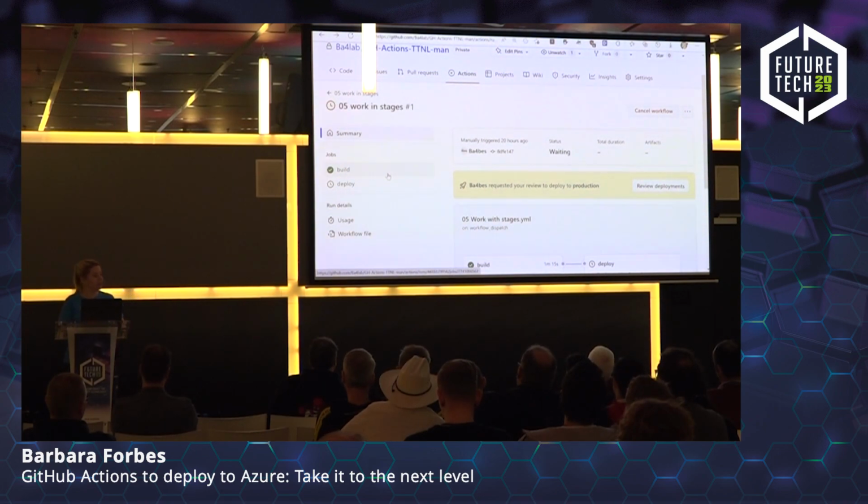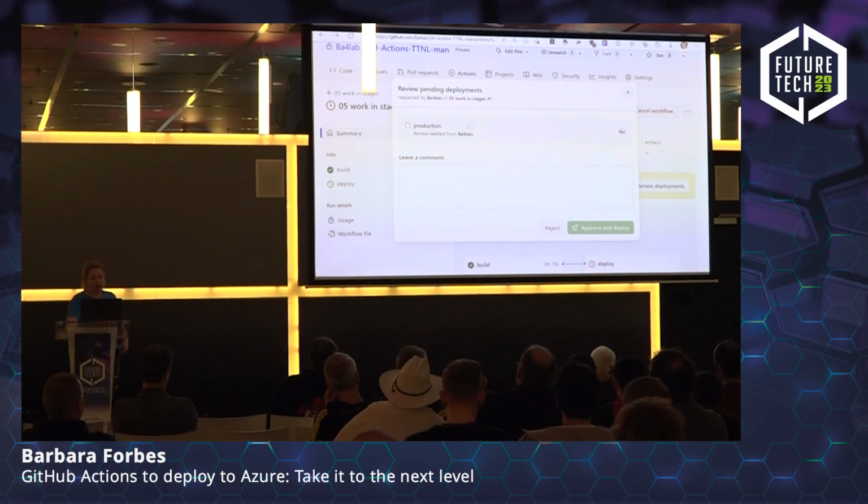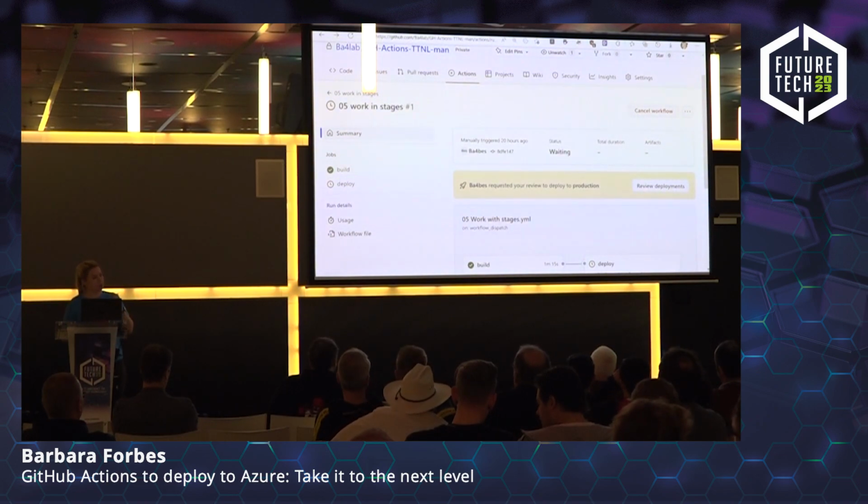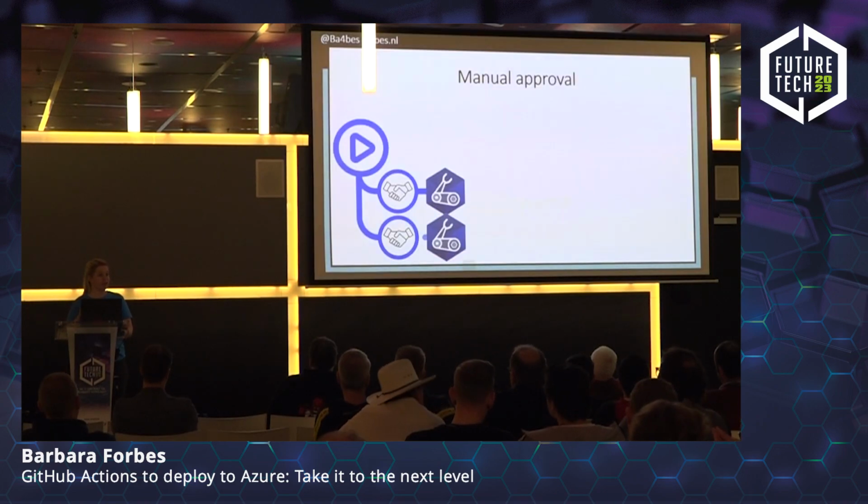I can view it, I can see what's going on, and here it says it's not going to deploy until I approve. I can approve it, I can leave a comment, or I can reject it, saying, yeah, that's not going to happen. So especially in a big environment, if you have a lot of co-workers working with a team, it's very handy to have some manual approval in there.